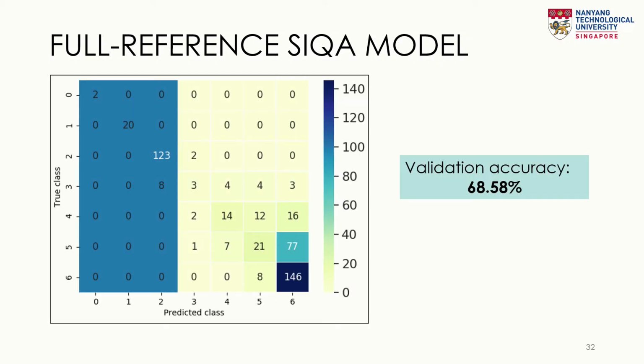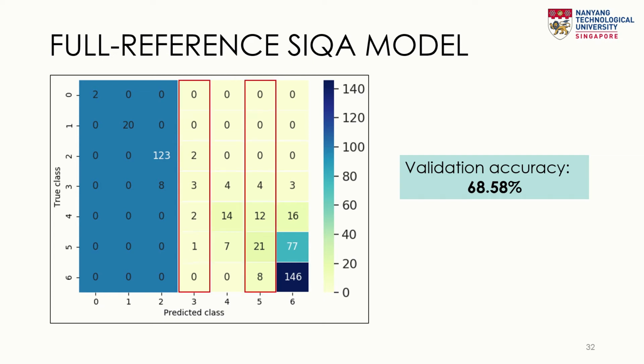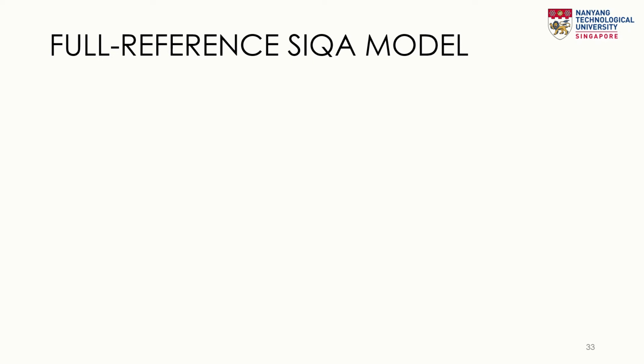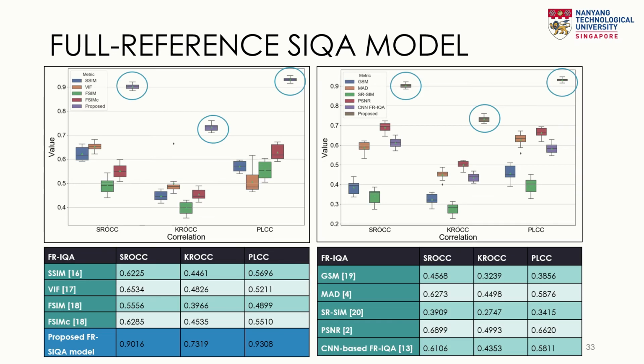The FR-SIQA model was able to achieve an average validation accuracy of 68.58% over 10 experiments. As seen from the confusion matrix, there were no misclassifications of extreme cases, where most of the incorrect predictions were misclassifications of only up to 2 differences in class. However, classes 3 and 5 seem to have the largest proportions of incorrect predictions. The overall 10 experiments are also shown in the form of box plots.